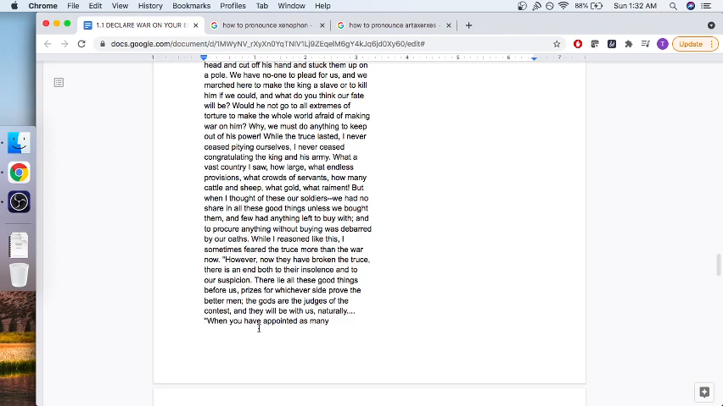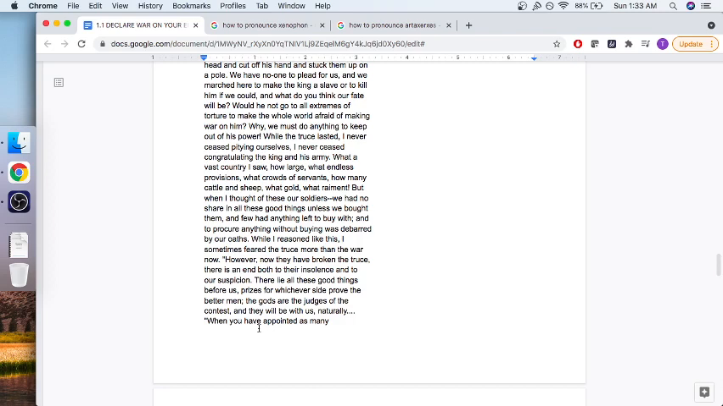What a vast country I saw, how large, what endless provisions, what crowds of servants, how many cattle and sheep, what gold, what raiment. But when I thought of these soldiers, we had no share in all these good things, unless we bought them, and few had anything left to buy with. And to procure anything without buying was debarred by our oaths. While I reasoned like this, I sometimes feared the truce more than the war now.